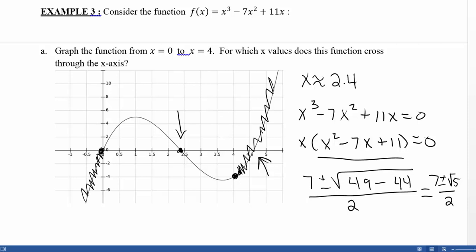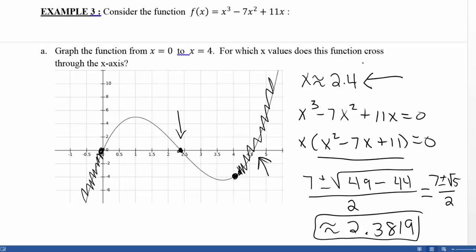So (7 minus the square root of 5) divided by 2 is going to give me approximately 2.3819. I rounded to 4 decimals. That was pretty darn close to my estimation before, which was 2.4. I'm going to keep those 4 decimals, however, because it's a little more accurate. So let's see what else we want to do with this function.